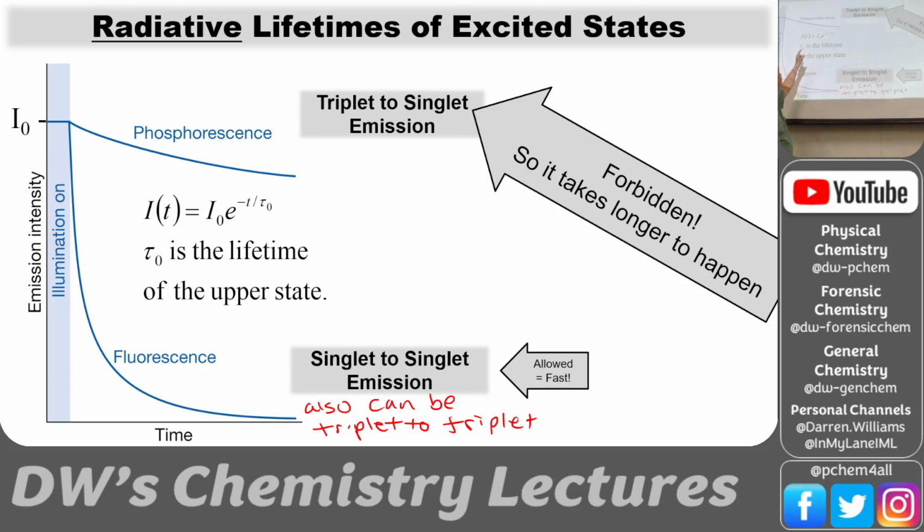But with phosphorescence, you turn the light off, and it glows for a long time. It can be seconds to minutes that this thing can glow. So that's where the glow-in-the-dark stuff comes from. Those are phosphorescent compounds that are in those glow-in-the-dark Halloween decorations. When the illumination is on, we're just blasting electrons up into the upper states.